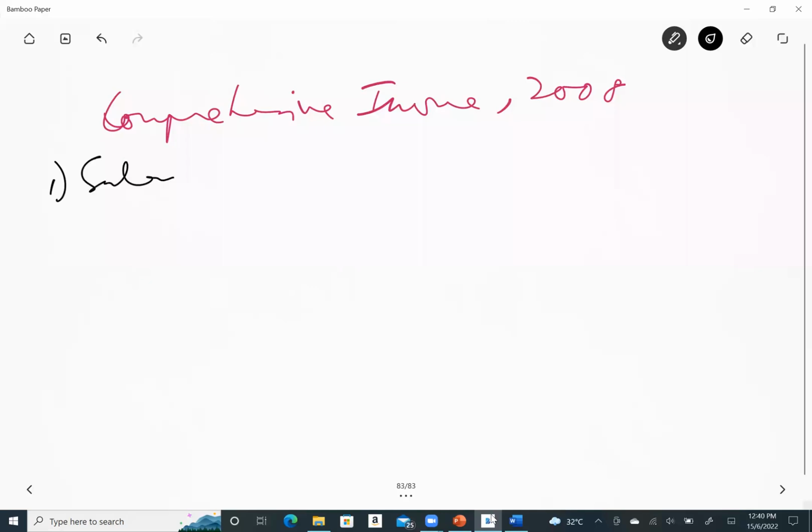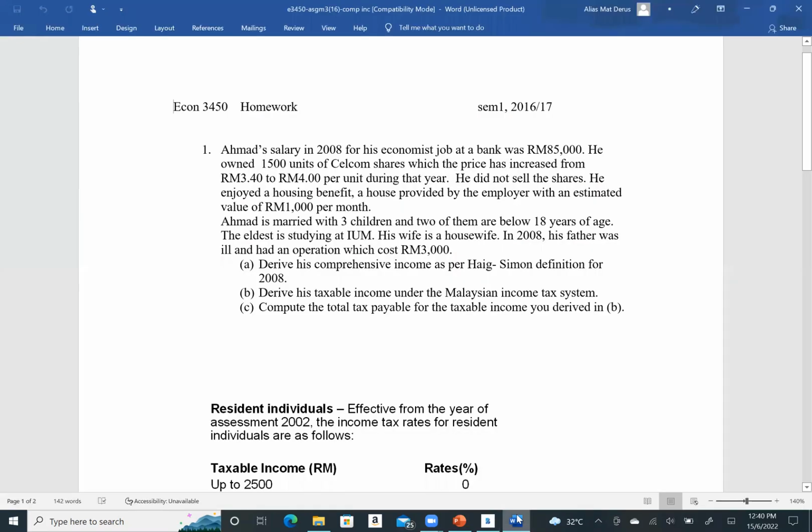Okay, number one. So we say comprehensive income, or total income. 2008 is for 1 year. What are the income? Number one, salary. How much is salary? Per year 85,000, right? No, per month. Multiply by 12. Okay, how much is this? And then secondly, what is the second part?